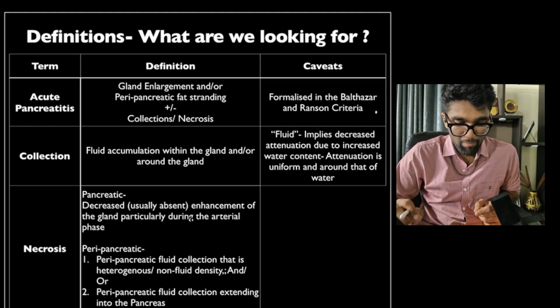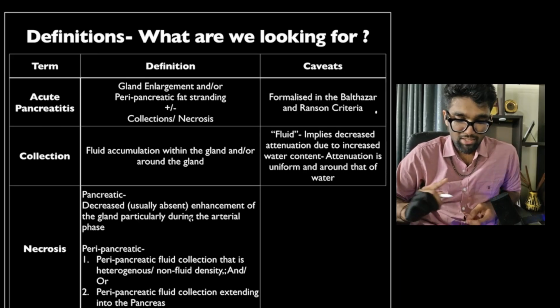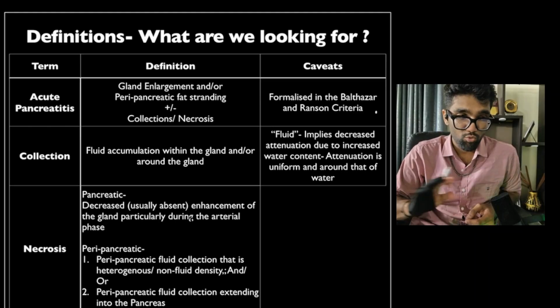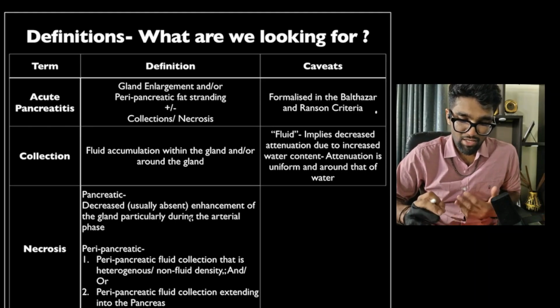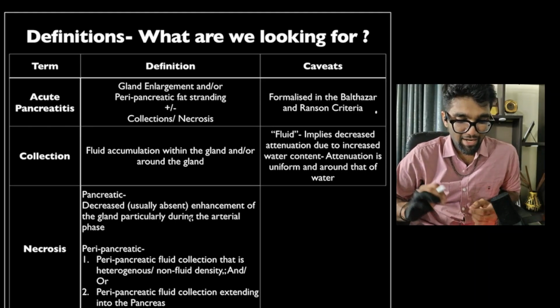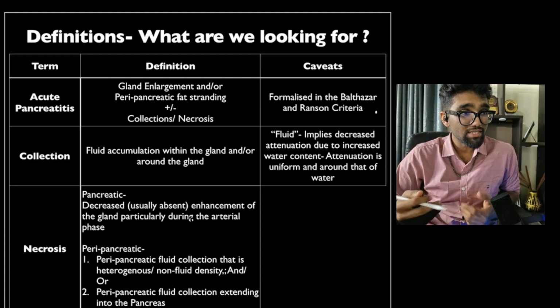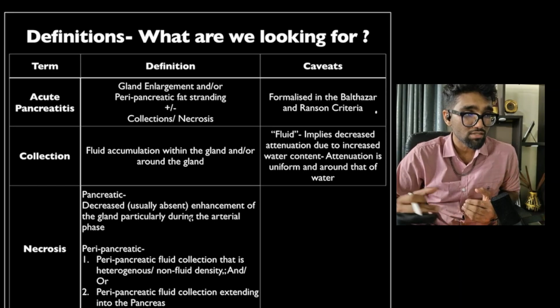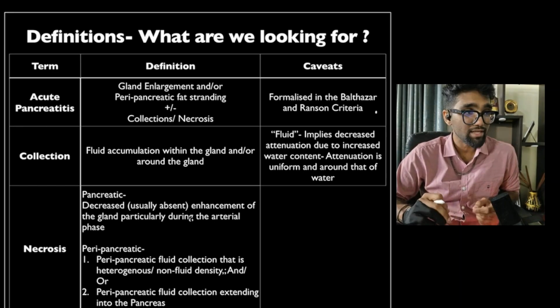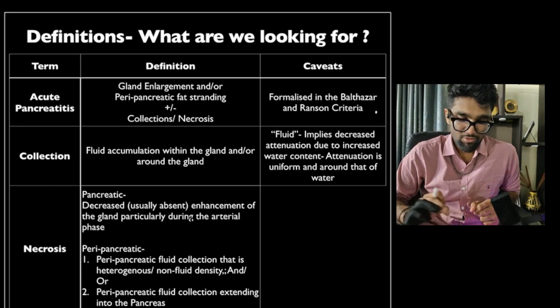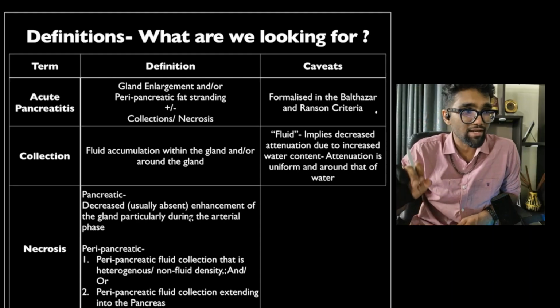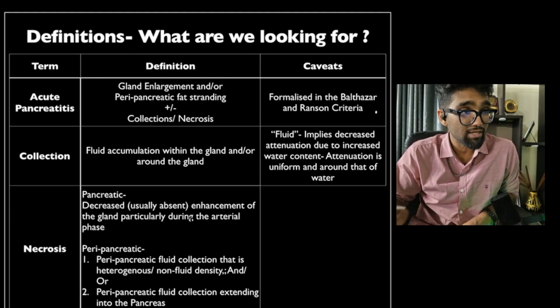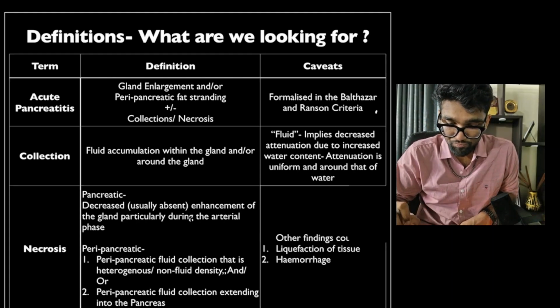And peripancreatic necrosis is defined as a peripancreatic fluid collection that is either not homogeneous, that is, it is not having just fluid density, or it has a density other than that of fluid, and/or we have a peripancreatic fluid collection that is actually extending into the pancreas, so it is not maintaining the anatomical boundaries of the pancreas. So these are the two things that are defined as peripancreatic necrosis, and we'll see what that looks like on imaging just subsequently.